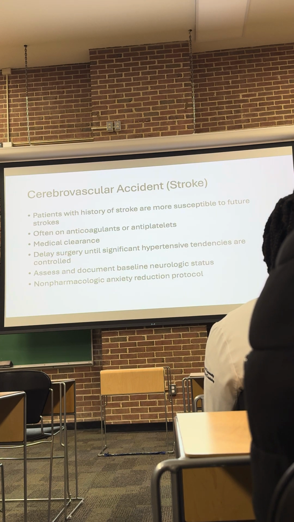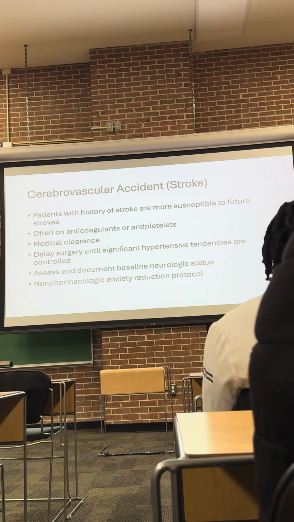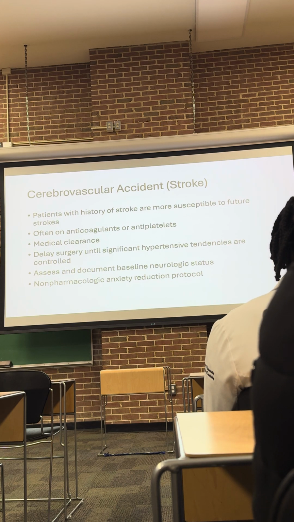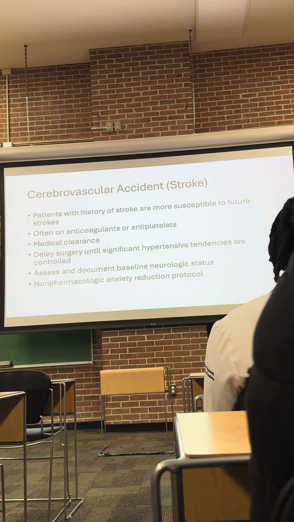So let's say someone's had a history of a stroke. These patients are more susceptible to future strokes. These patients are often on what we call anticoagulants or antiplatelets. So that means that they have a risk of bleeding in your chair. So you want to make sure that you get a medical clearance. You want to make sure that they are given the proper instructions on how to stop that anticoagulation, and that their primary care doctor provides that information to you as well.